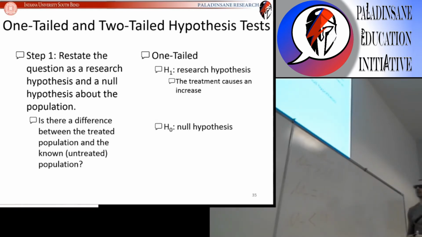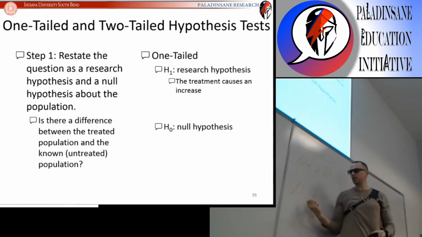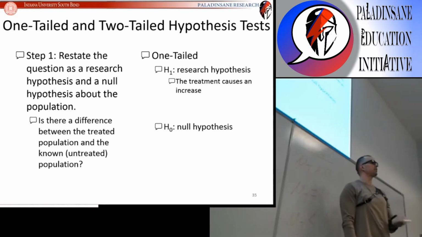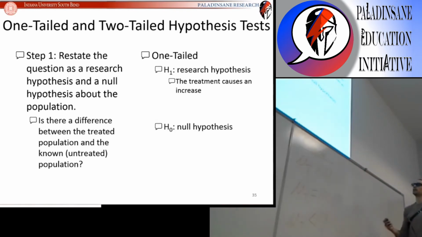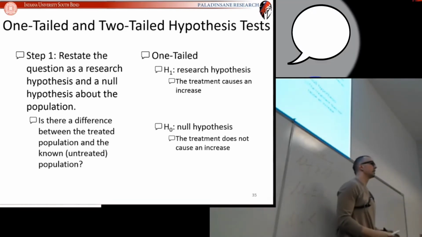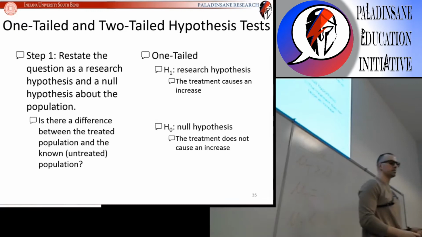Your null hypothesis, and I'll just give you a warning here, your book, I can't exactly remember how it does this, it might stick to the equals one, so just be aware of that for your homework. That's not entirely correct. The research hypothesis is that your treatment causes an increase. Your null hypothesis has to be everything else. It has to be the complete opposite of your research hypothesis. Your null hypothesis has to be that your treatment does not cause an increase. So does not cause an increase is the complete opposite to causes an increase, right? It's everything else that could possibly happen.